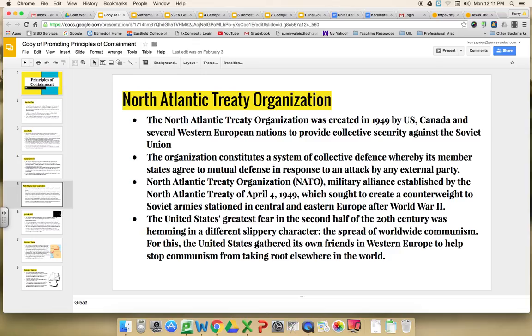So NATO was meant to counterbalance that and basically tell the Soviet Union to step off, right? And of course, part of this is because Europe is decimated, right? Europe doesn't have the resources to fund a military expansion. So the U.S. is basically like, hey, we got your back. You don't have to worry about diverting resources away from rebuilding roads and schools and hospitals to build a military, because we'll provide the military resources for you. And that's a great plan, right?